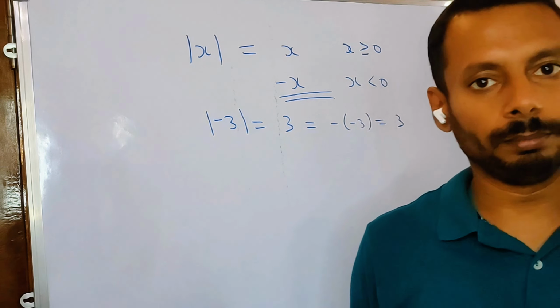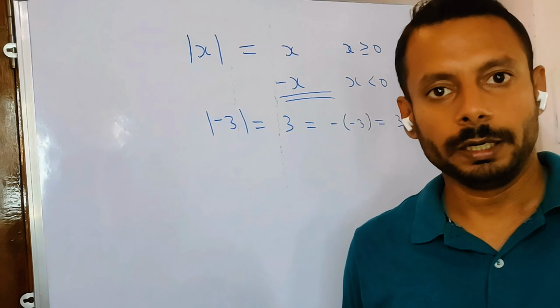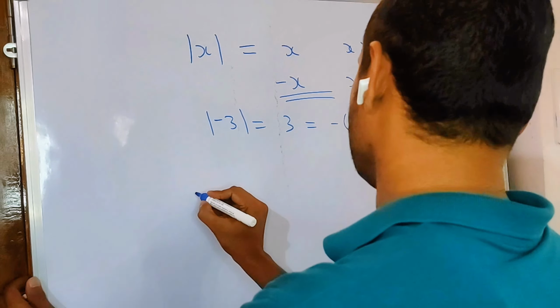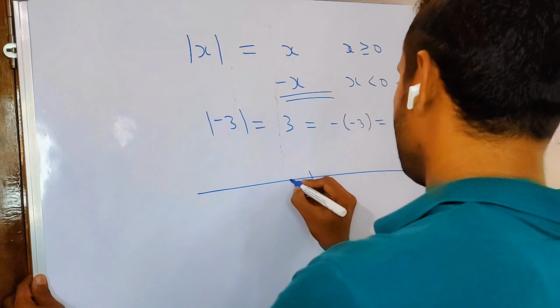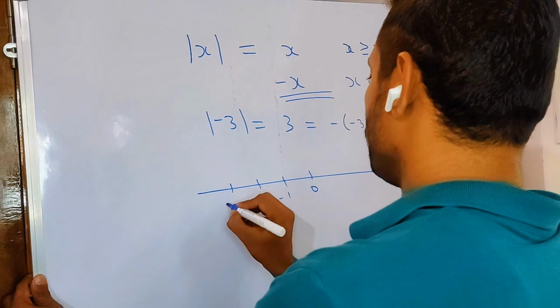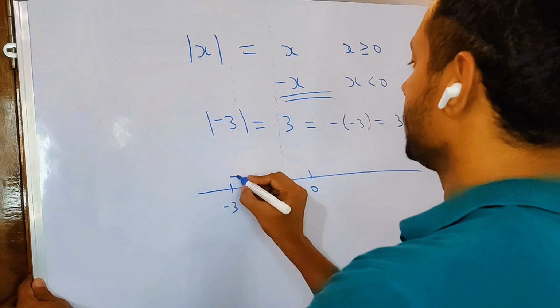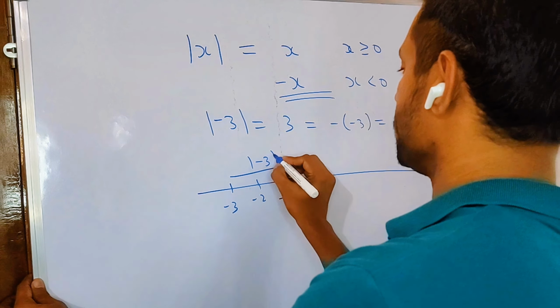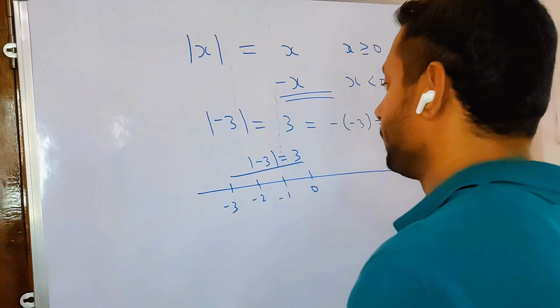Now mod of a number is also the absolute distance of that number on the number line from origin, right? So if you draw a number line and plot the points, mod of minus 3 is nothing but the distance of this point from origin and is equal to 3 itself.